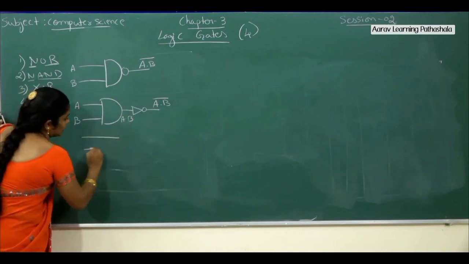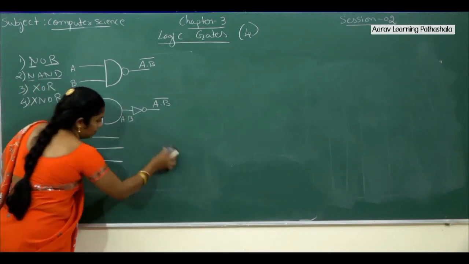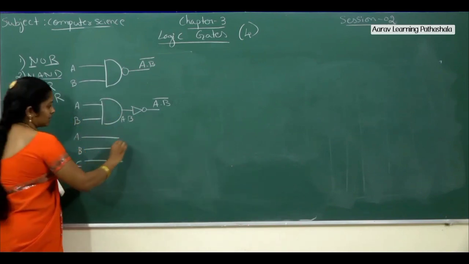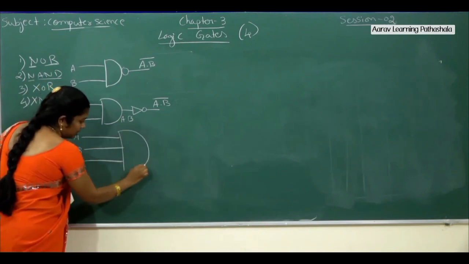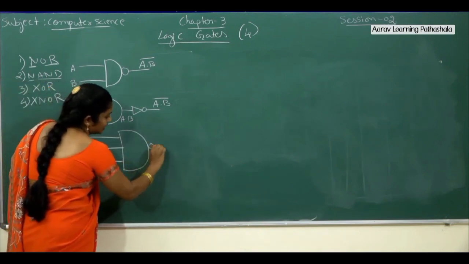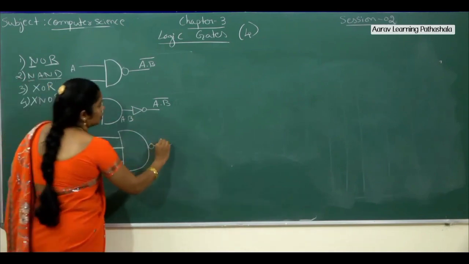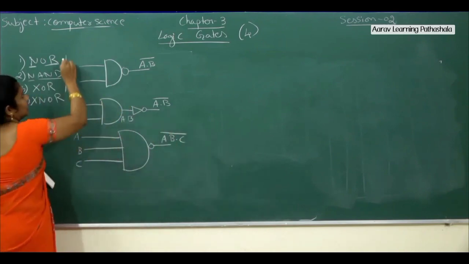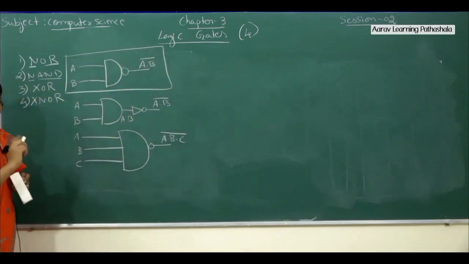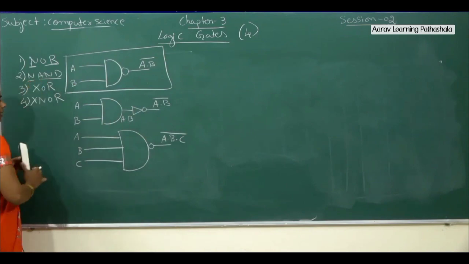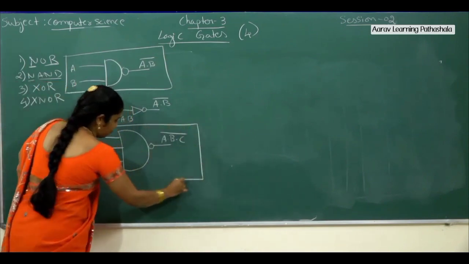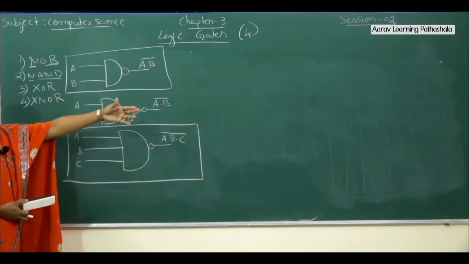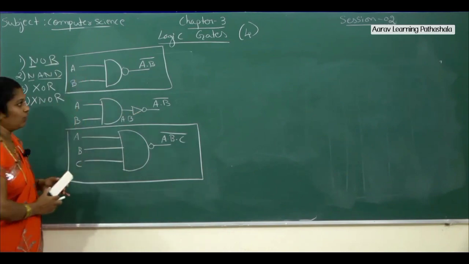Then if you have 3 variables, A, B, C, how to write? A, B, C are the 3 variables. Once again, write the D shape here. Then at the end, one circle and then one single line. Then what is the output? A dot B dot C whole bar. This is the symbol for 2 variables in the NAND gate, and this is the symbol for 3 variables in the NAND gate. Next, I am going to explain how to write the truth table for 2 variables as well as for 3 variables.